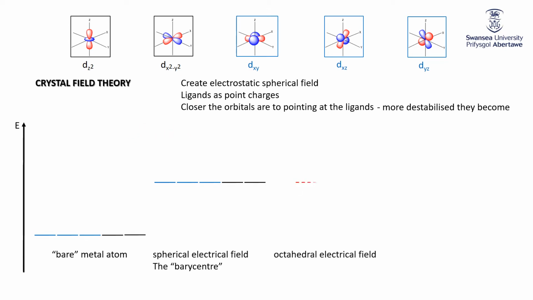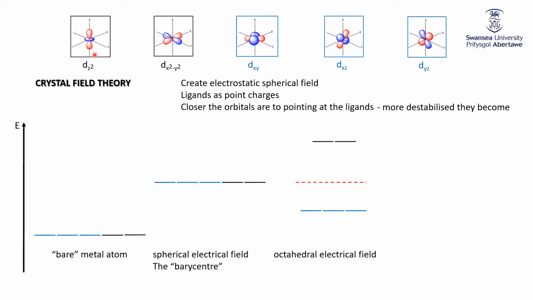Okay, now imagine in our octahedral electrical field, we've got ligands along each of these axes. We've got ligands on the x, the y, the z, the minus x, the minus y, and the minus z positions. Well, we've got 3 orbitals that are not pointing directly at those ligands, and then we've got 2 orbitals, the dz squared and the dx squared minus y squared, that are pointing exactly at those ligands. Ligands here, here, here, here, all pointing directly at the dx squared minus y squared.